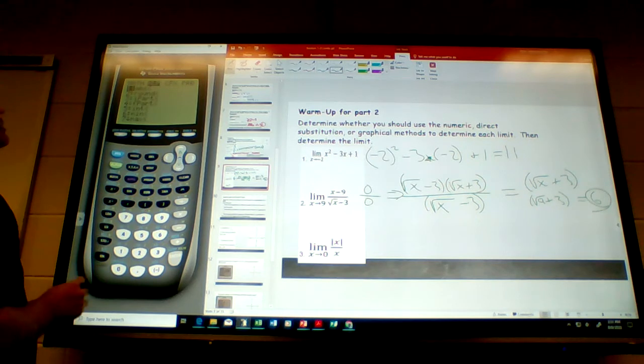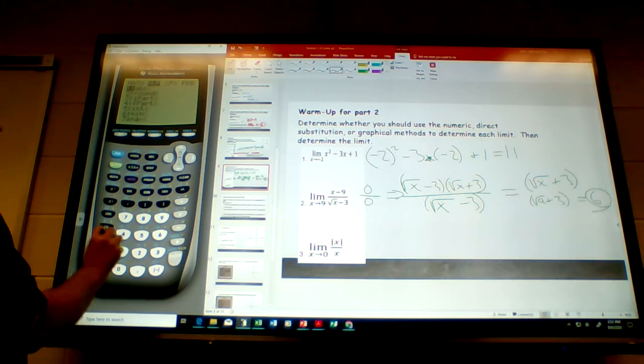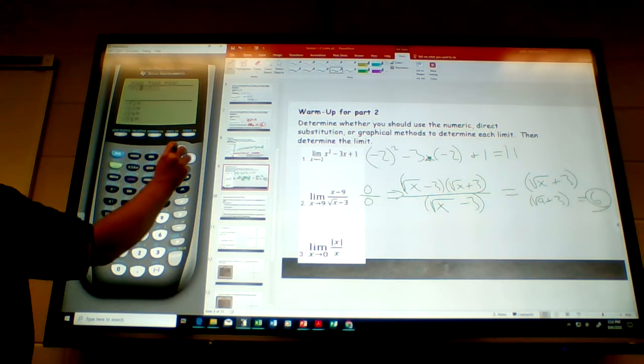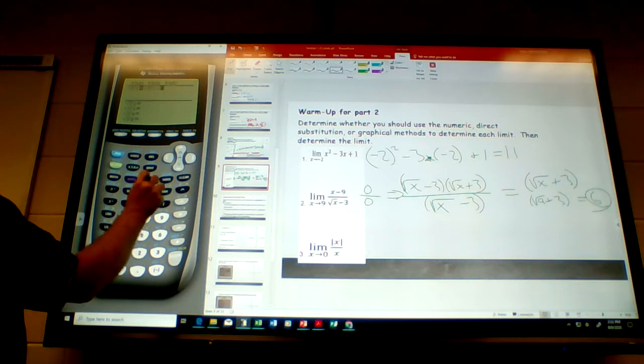But let's go ahead and click over to num, and then you see ABS, that's absolute value. So in there, you'll type X, and then below that, hit divide X.